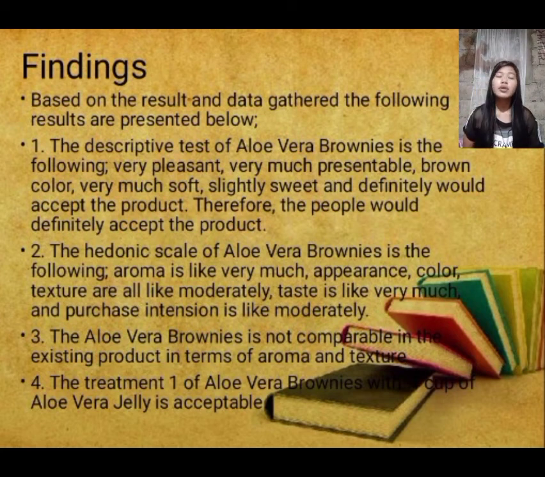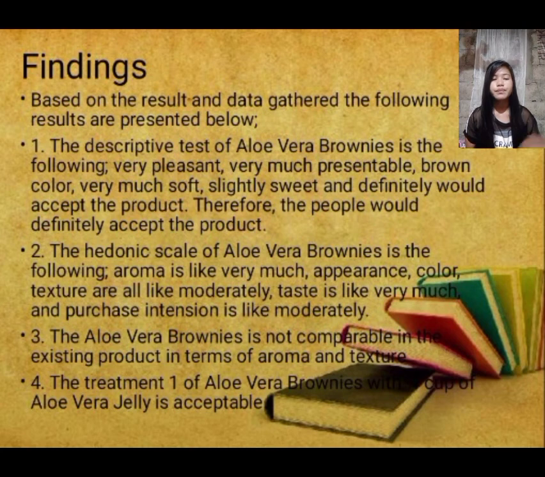Second, the hedonic scale of aloe vera brownies is the following: aroma is like very much; appearance, color, and texture are all like moderately; taste is like very much; and purchase intention is like moderately. Third, the aloe vera brownies are not comparable to the existing product in terms of aroma and texture. Fourth, treatment 1 of aloe vera brownies, with 1/4 cup of aloe vera jelly, is acceptable.